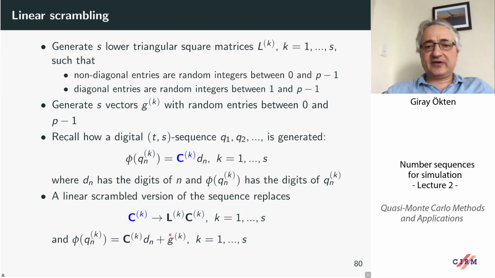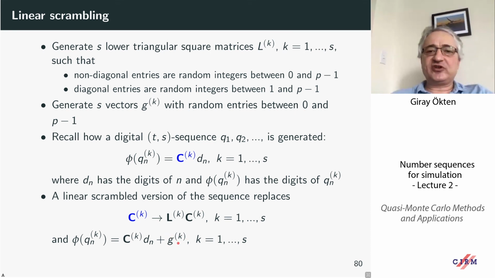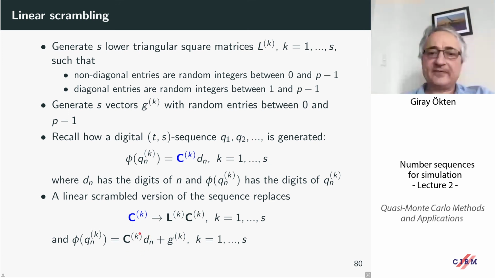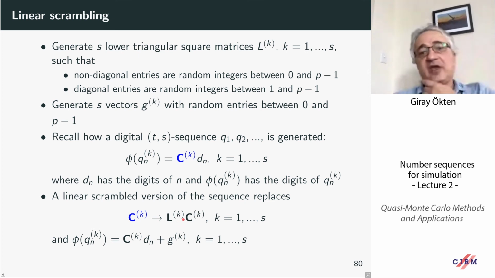Well, in practice, this g^k was just a zero vector. The scrambling randomization is done actually by this product. And once again, the generator matrix is modified by a random matrix multiplied from the left. And this is a special kind of random matrix as described.